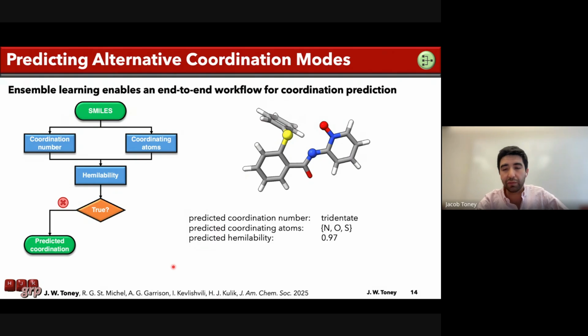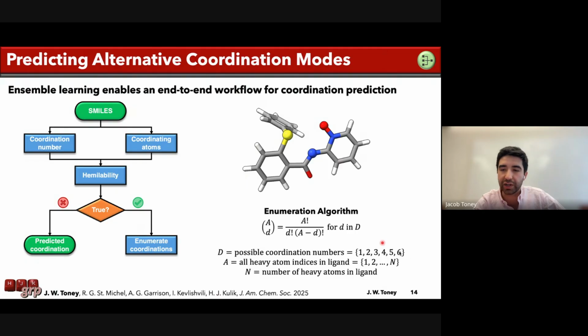If it were not, then we would simply be done. We would return this predicted coordination mode and we would move on with the day and build a complex according to it. But because we did predict that it was hemilabile, we can enumerate all the different possible combinations using this enumeration algorithm, which basically iterates through every possible coordination number defined by the model, so between 1 and 6, and looks at every subset of heavy atoms of size equal to that coordination number, and ranks all these sets by the mean probability of the atoms.